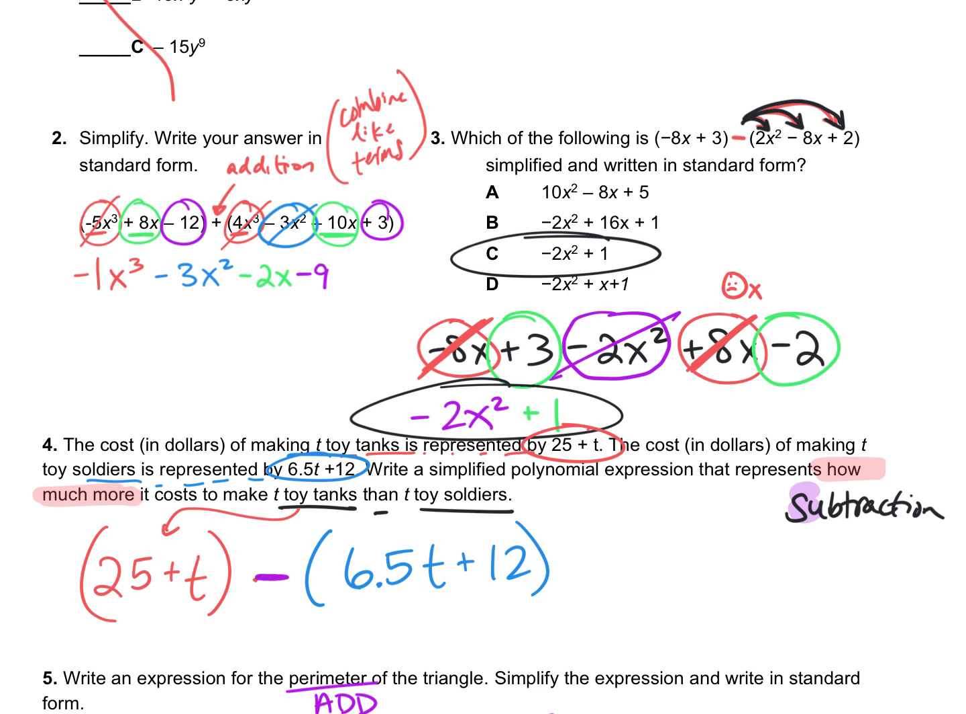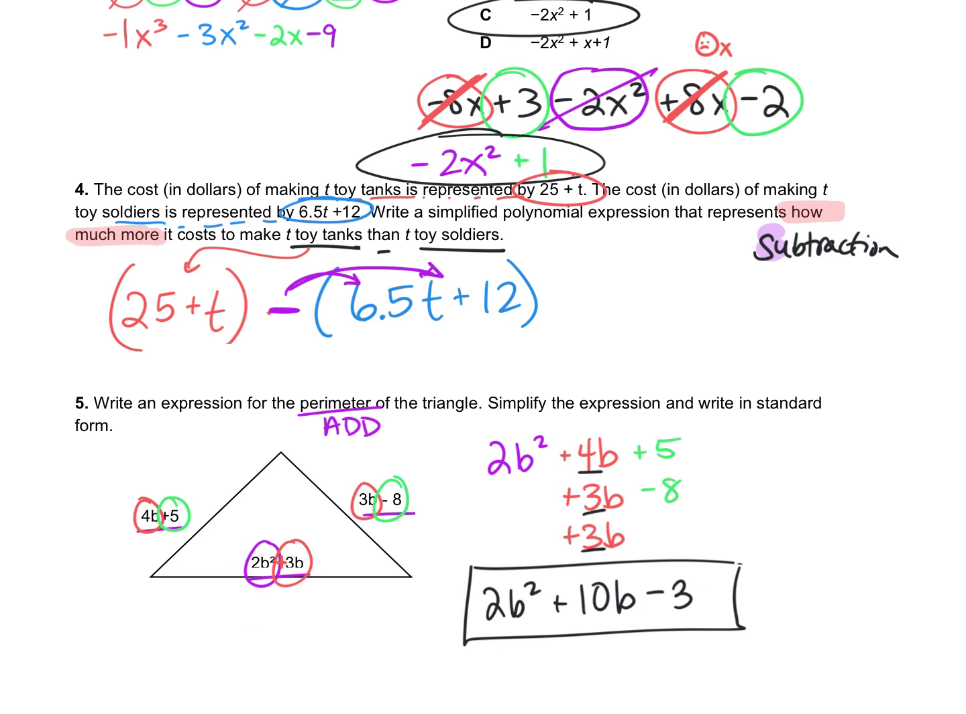Because it's subtraction, I have to distribute the negative sign to everything behind the parentheses, just like we did in number 3. All right. So when I do that, it's going to say 25 plus T minus 6.5T. And then remember, I'm distributing this negative to the 12 as well. So it's going to become a negative 12 or minus 12. So my plus sign kind of looks like a minus sign over here. My plus sign kind of looks like a T over here. So careful with those.